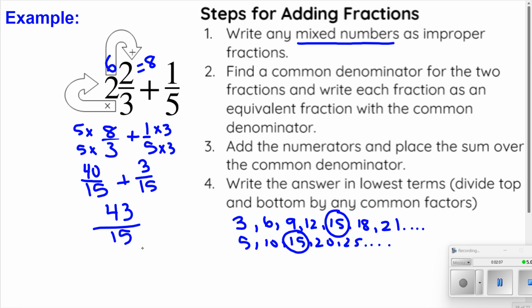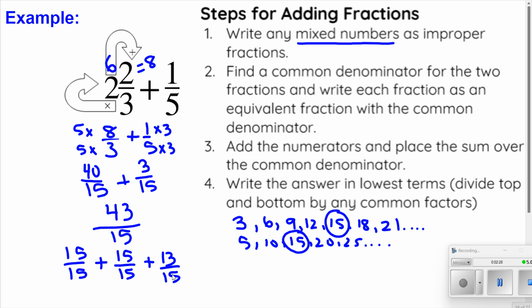So what I need to do is see how many groups of 15 there are in 43. So I know for sure there's one group. So 15 out of 15. Plus I know there's another group, 15 out of 15. Now 15 plus 15 is 30. To get up to 43, I'm going to add on another 13. So notice that the denominator stayed the same.